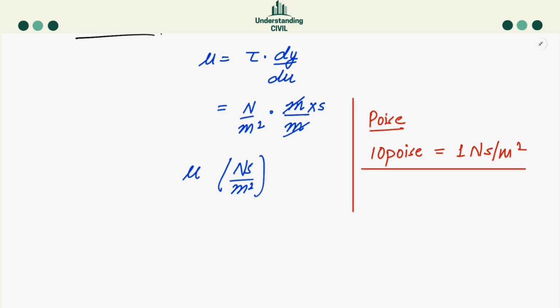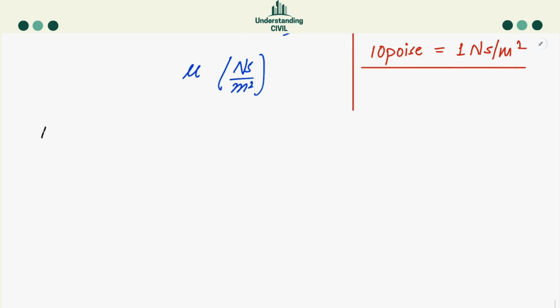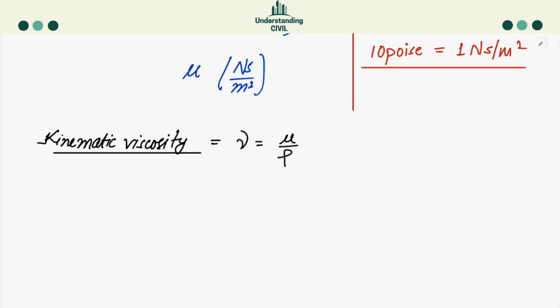There is also another kind of viscosity. We have talked about dynamic, and this is kinematic viscosity. It is defined as nu, and nu is mu by rho, where mu is the dynamic viscosity and rho is the density of the liquid. Please remember this term is nu.